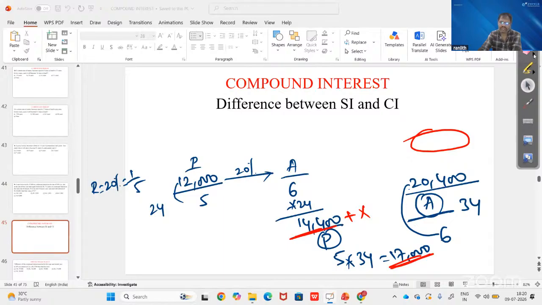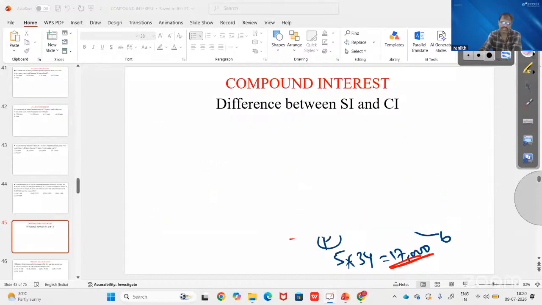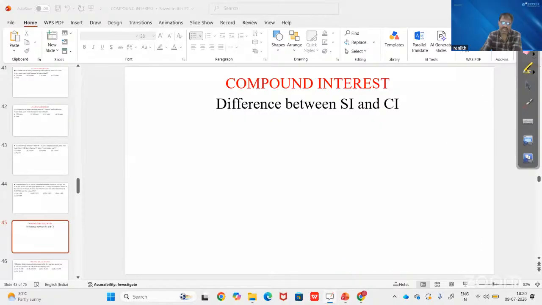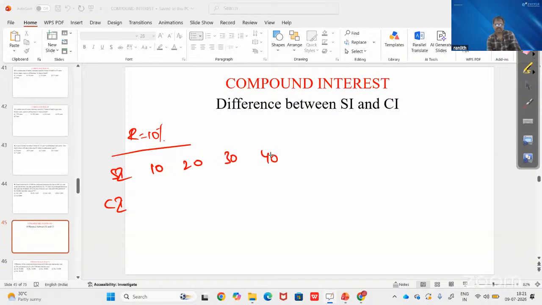So now the topic is the difference between SI and CI concepts. If R equals 10 percent, then SI equals 10, 20, 30, 40, and CI equals 10, 21, 33.1, 46.41.